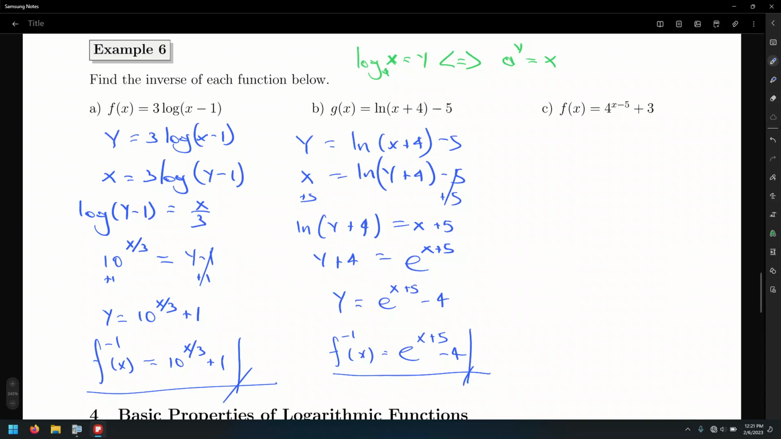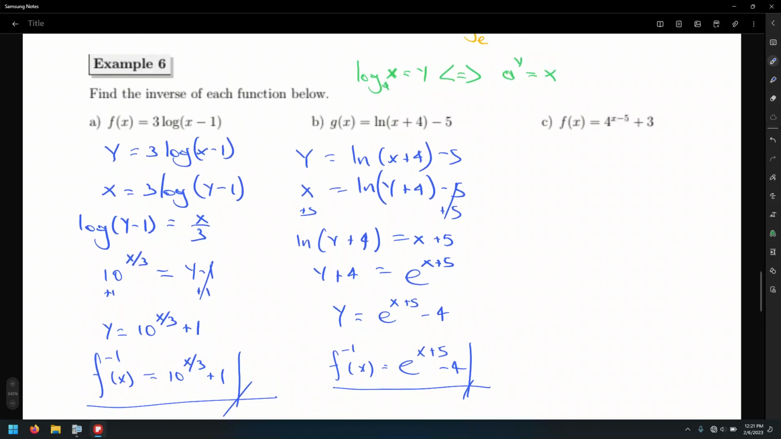So if the inverse of a logarithmic function was an exponential, what would be the inverse of an exponential? Logarithmic, right? So that's what we have to do in this case. First things first, y equals 4 to the x minus 5 plus 3, and interchange x's with y's. Now that we've interchanged x's with y's, we want to solve for y.